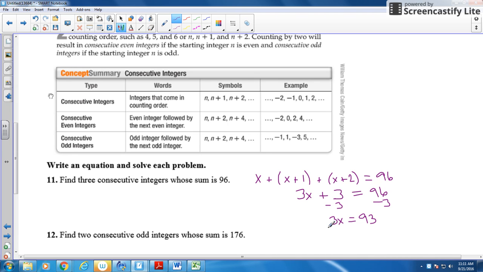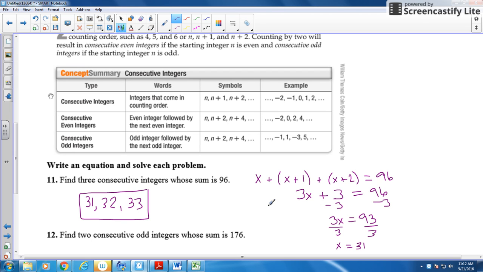This is 3 times x, so to undo that, I'm going to divide by 3 on both sides, and I get x equals 31. Okay, but I'm not done. That's not really answering the question. The question says find the 3 consecutive integers. So my answer would be that 31 is my first integer, so then 32 would be the next integer, and 33 would be the third integer. And then we can check that by actually adding them up and making sure we get a sum of 96, which we do. I'll verify that for you.